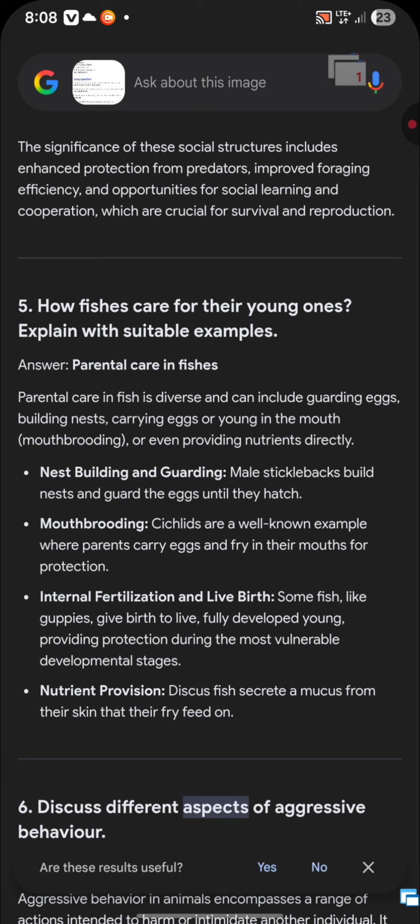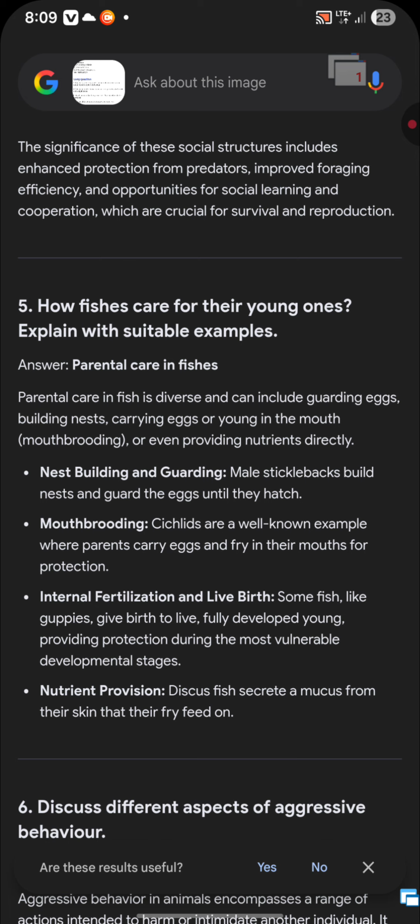6. Discuss different aspects of aggressive behavior. Answer. Aggressive behavior. Aggressive behavior in animals encompasses a range of actions intended to harm or intimidate another individual. It serves various evolutionary functions. 1. Resource defense, protecting food, territory, or mates. 2. Establishing dominance hierarchies, determining social rank within a group, which reduces future conflicts. 3. Sexual selection, males often fight for access to females. And 4. Parental defense, protecting offspring from predators or intruders.